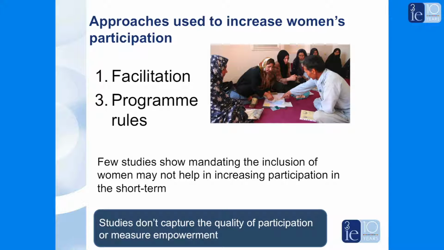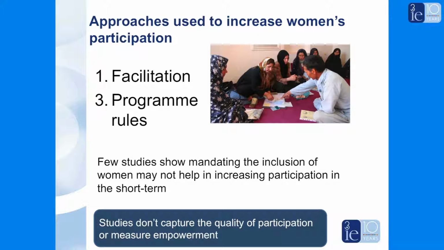But few existing studies show that mandating the inclusion of women in project committees does not really help in increasing participation in the short term. So in DRC, where there was this quota requirement, you find that there was no difference between the control group and the treatment group. It's just the quota requirement didn't make a difference. Women still accounted for 30%.